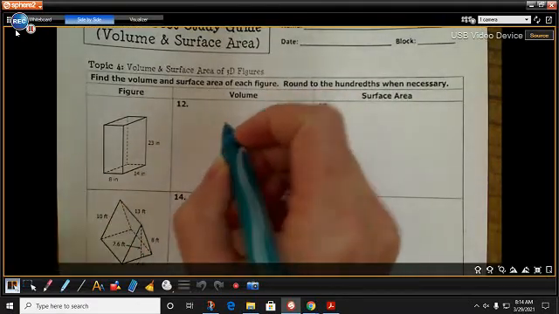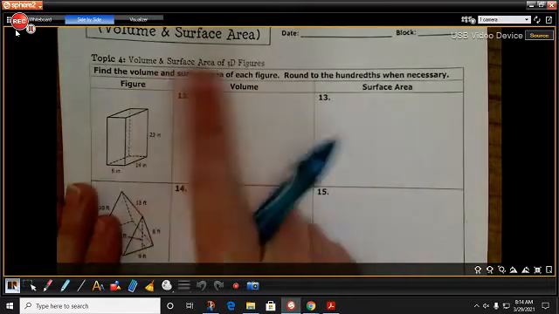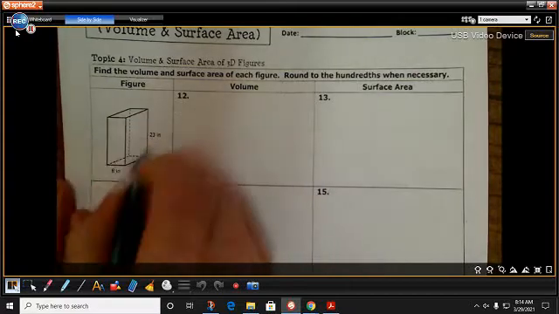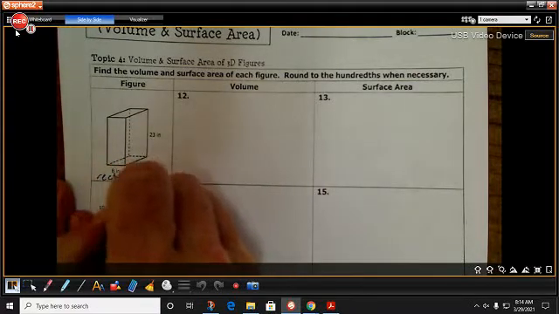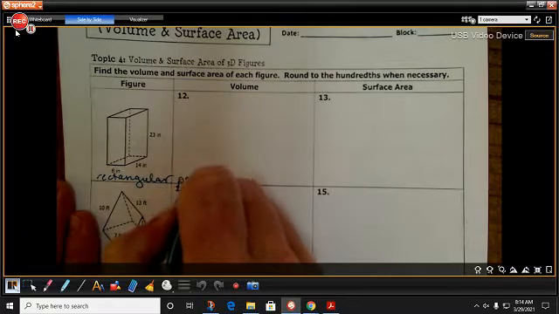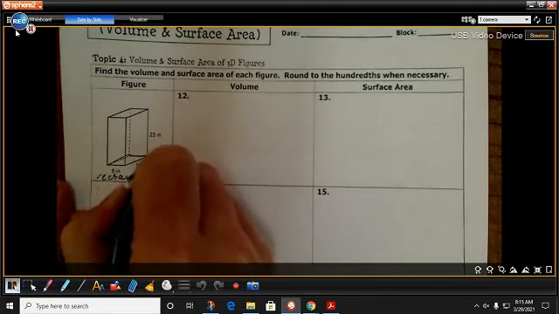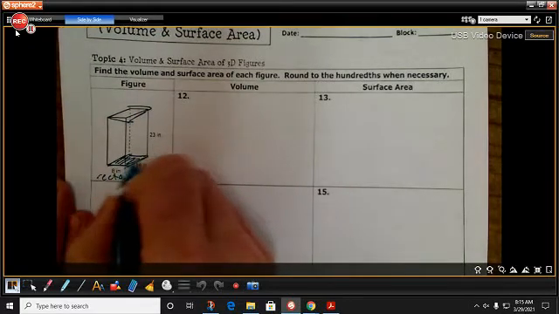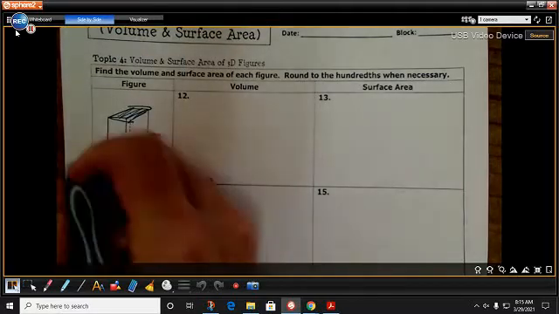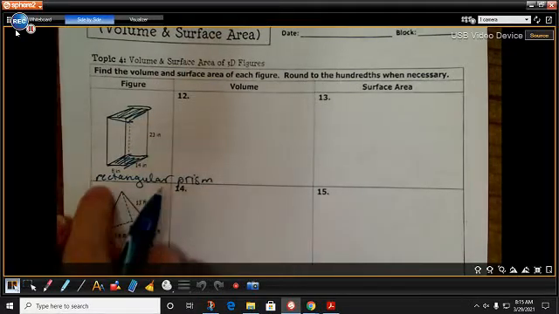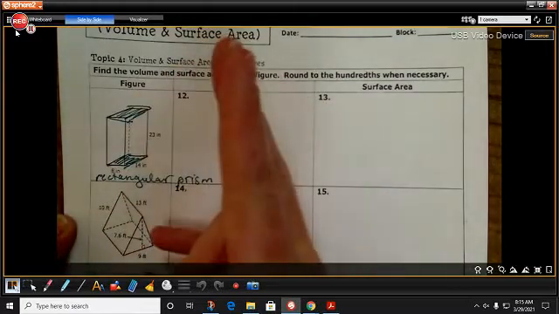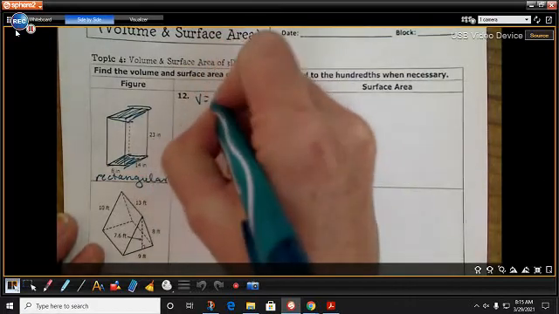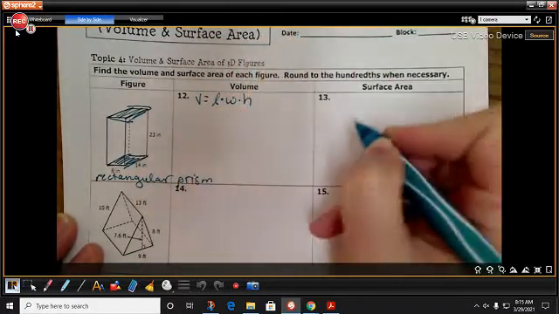For problem number 1, we are finding the volume of this shape, and before you find the volume or surface area, you should always identify your shape first. Here we have a rectangular prism. The way you know that is because you have two congruent rectangular parallel bases that are connected by rectangles. The rectangle bases tell you it's rectangular, and the fact that there's two of them tells you it's a prism. Our formula for its volume is length times width times height.